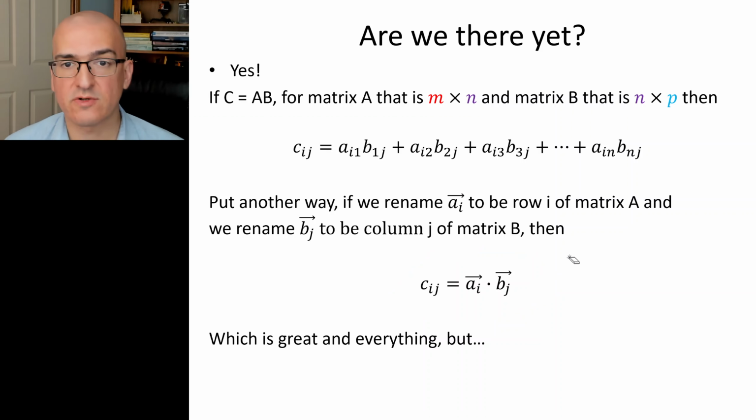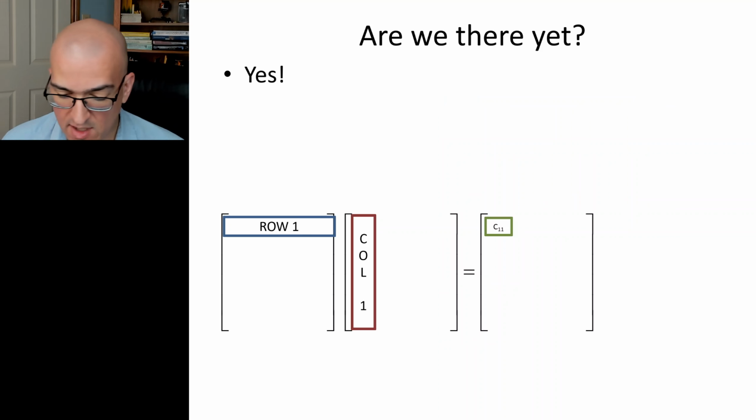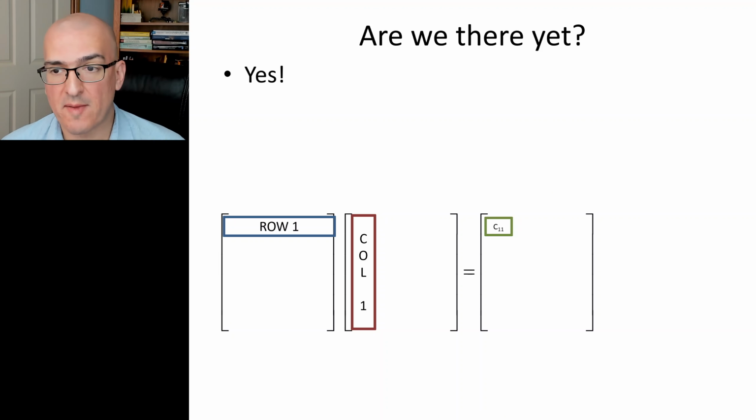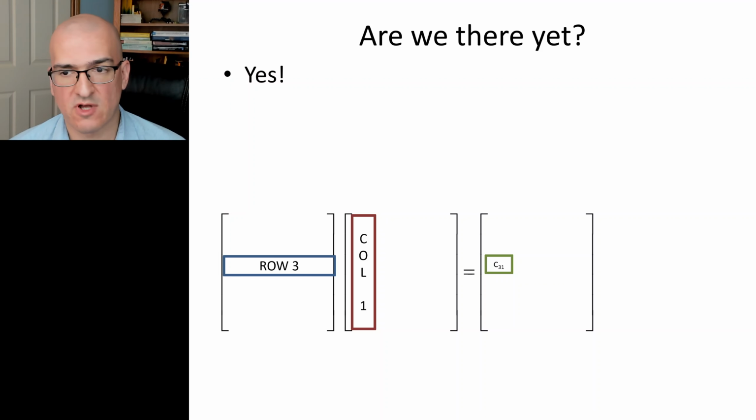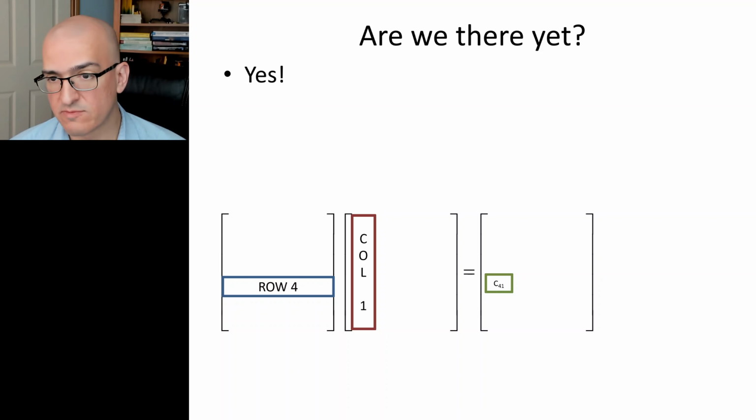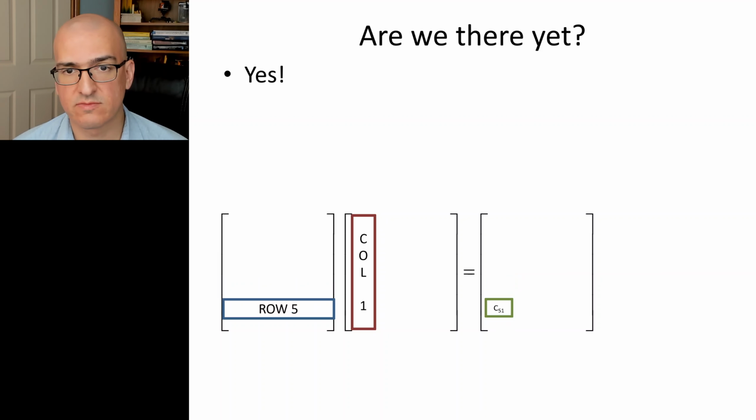So to give you another visual representation of matrix multiplication, if I take the first row and multiply it by the first column, I get C11, the 1,1 entry of the new matrix. If I take the second row and dot it with the first column, I get the 2,1 entry. So row 2 times column 1 gives me the row 2, column 1 entry of the new matrix. It has that nice property. Then I go with the third row times the first column, then I get the third row, first column entry. Fourth row times the first column, the fourth row, first column entry of the new matrix. And then the last, row 5 times column 1 gives me the 5,1 entry of the new matrix.